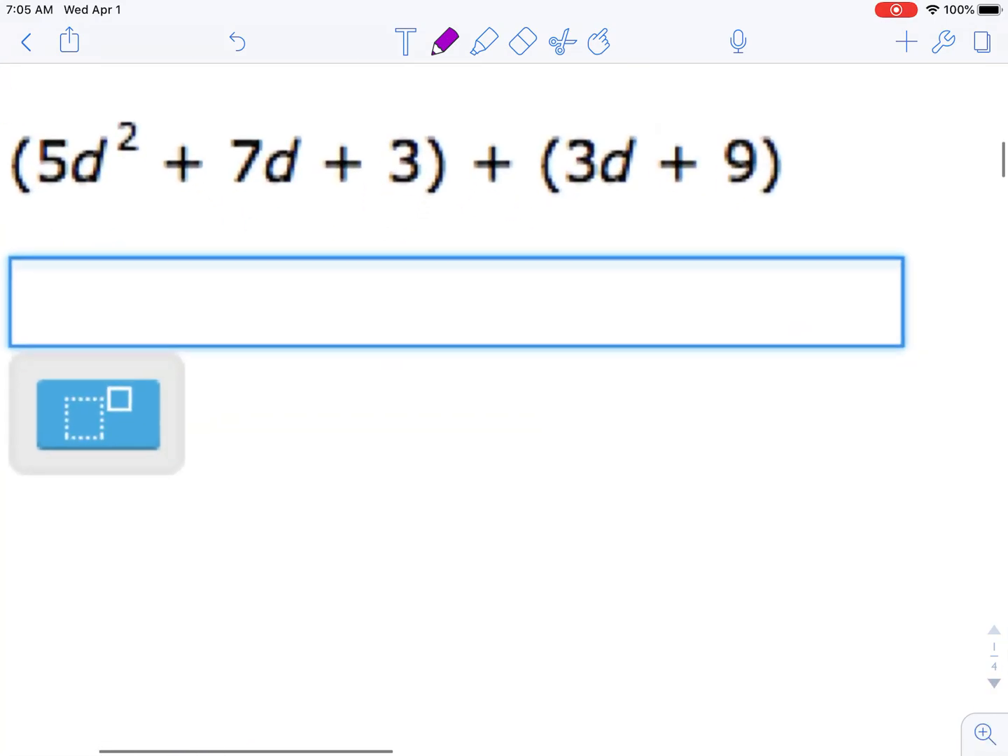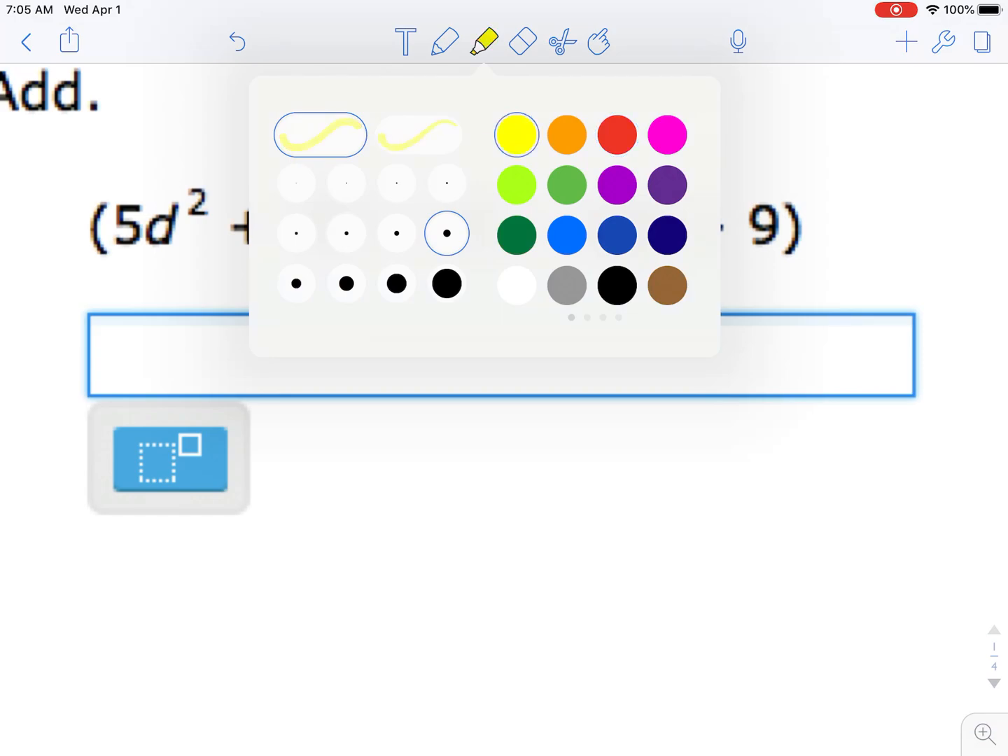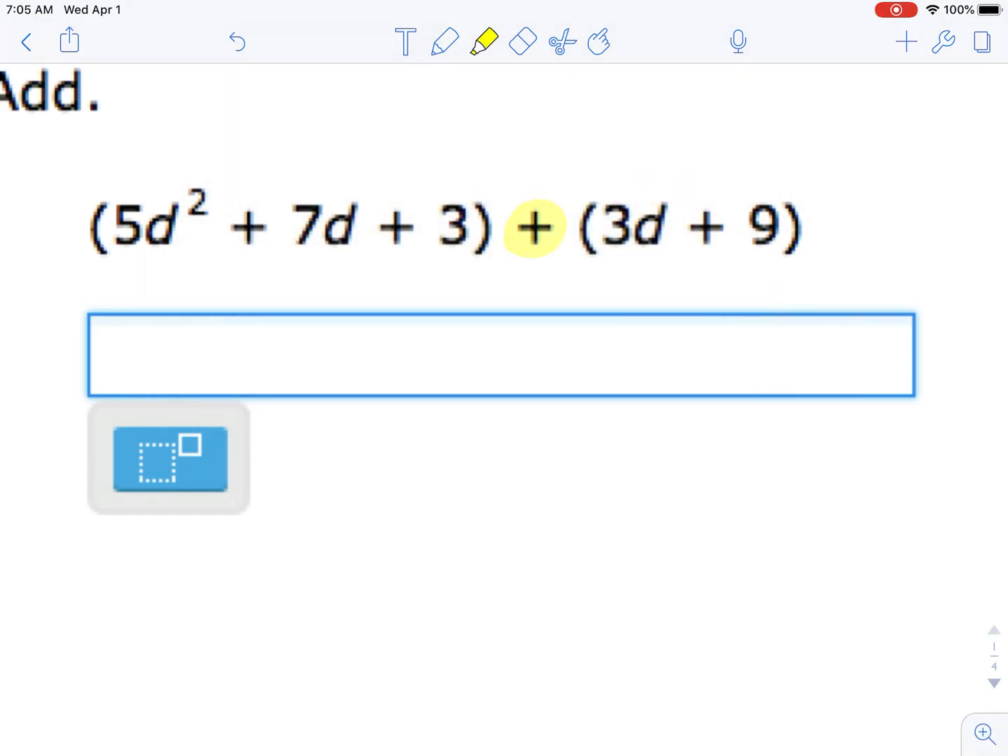For adding and subtracting, first you always want to look closely at the sign in between the parentheses. When there is a plus sign, there's nothing you need to do for the signs. You do everything as is. You're looking for what's the same. If there is no other d squared, you're just going to write it down.